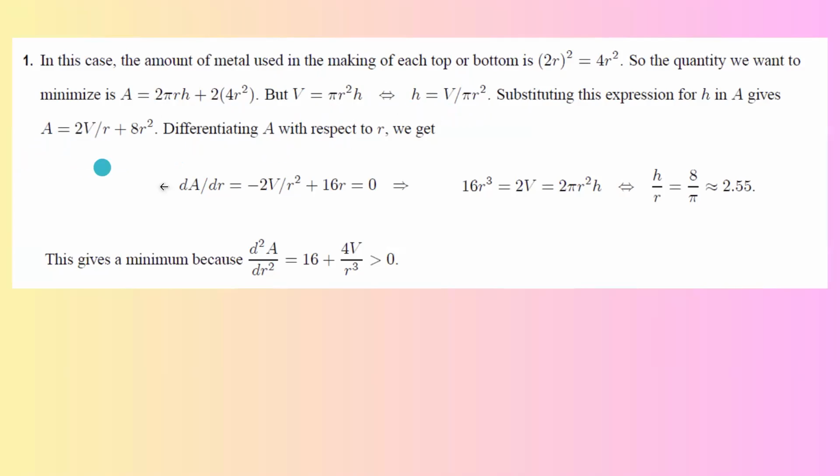The derivative of A with respect to R, dA/dR, is equal to negative 2V divided by R squared plus 16R. To find the critical value, set it equal to 0, and then you get 16R cubed equals 2V, 2 times the volume, which is 2 pi R squared H, so H divided by R becomes 8/pi, or about 2.55. This gives a minimum because the second derivative is positive, and when the second derivative is positive, the graph behaves like this. It means that you have a minimum value.